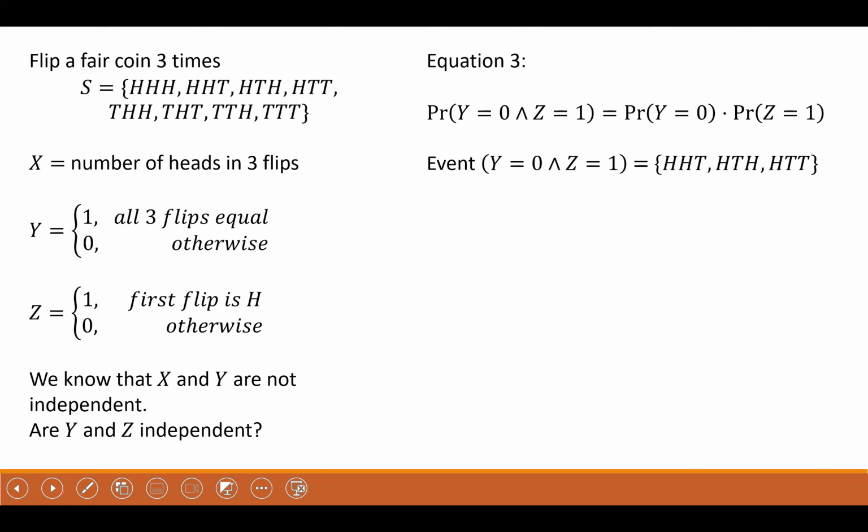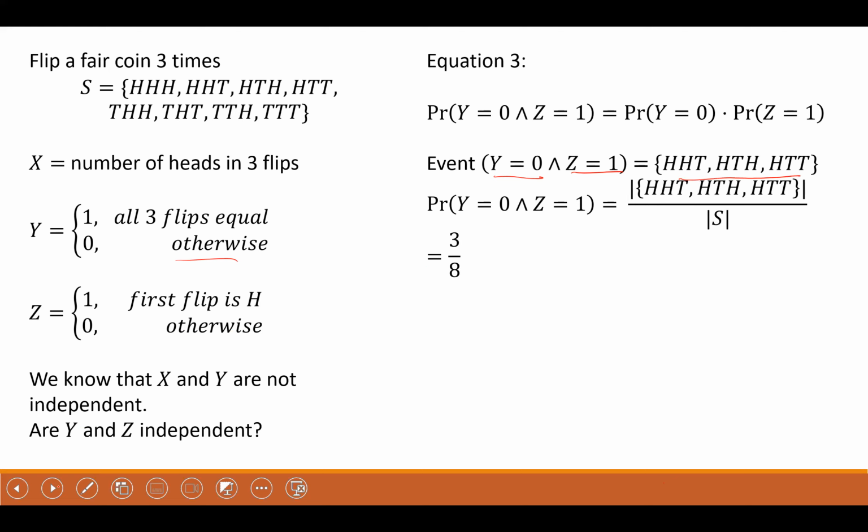Equation 3, y equals 0 and z equals 1. Well, yeah, if I look at the intersection, it's not the case that all three flips are equal. It is the case that the first flip is heads. And I can just, using inspection on my sample space, I can see that there are 3 outcomes that match that description. And so the probability of this event is 3/8.